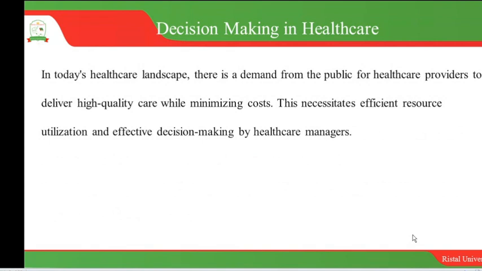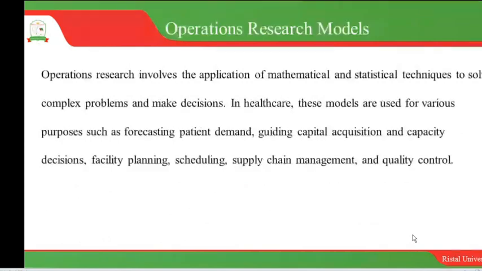So it is important that once we make these decisions, we have been able to highlight the benefits that we are going to get. We are going to have better patient outcomes, patient satisfaction, optimized resource utilization. We have been able to mention all that. Now, we have something we call operations research models, and we are saying they involve mathematical and statistical techniques to be able to solve complex problems and make decisions.